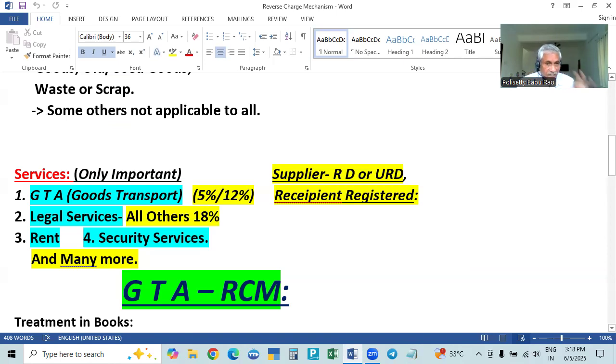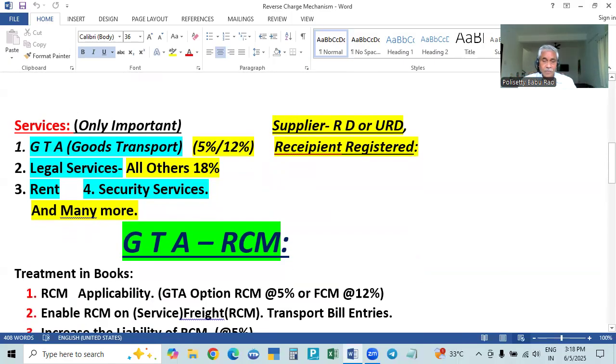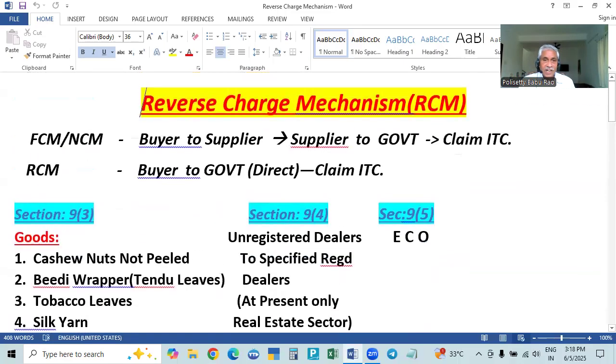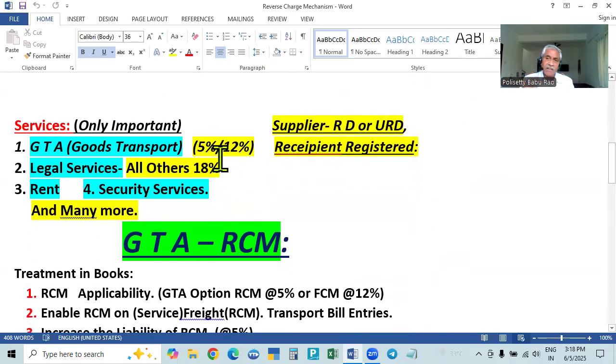That's why the GTA, Goods Transport Agency, or simply the transporter, will give the bill without tax. Without tax, he will not take any GST. So that GST will be payable by the recipient of the service, that is, the buyer of the transport service. He will pay the tax directly to the government, and he will get back the ITC. There is another one that I will tell you later.